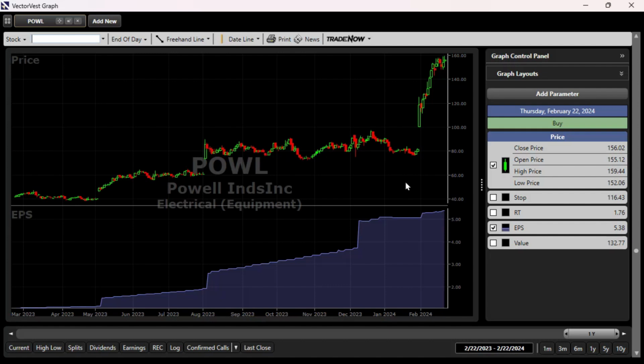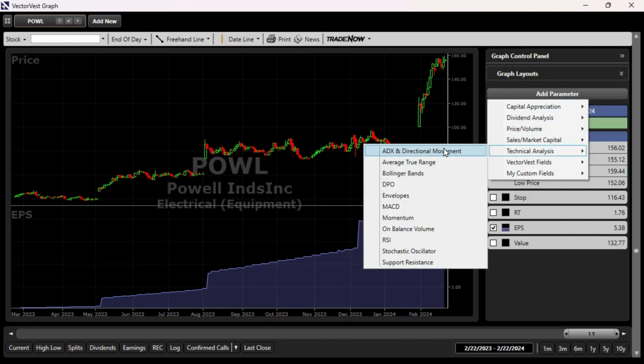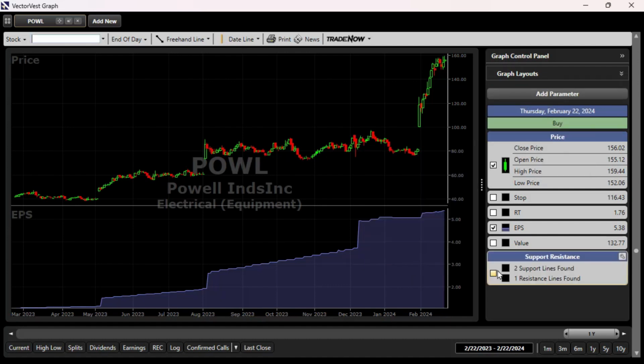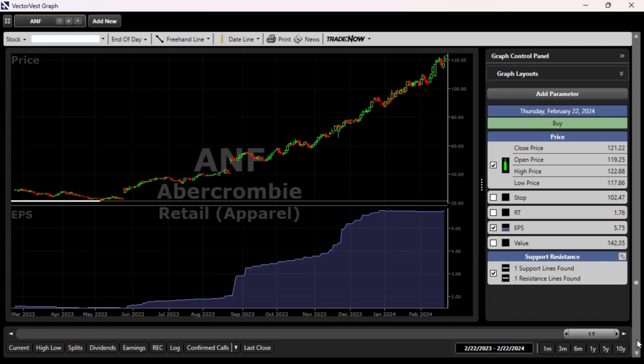We also like to avoid stocks that are approaching resistance. And to see that, you can add the parameter, technical analysis, support and resistance. Just put that on the chart. And let's avoid buying stocks that are approaching resistance until they've broken out or broken through. Okay, so once you have chosen your favorites from those graphs, then we want to put them on a watch list and look for their follow-through, continued uptrend of both the market and the stock on the next market session.